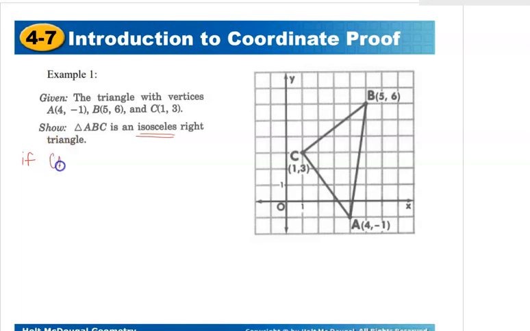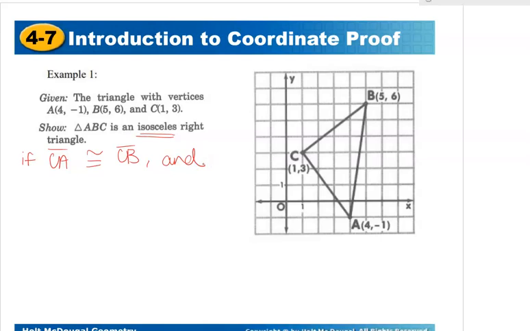So if CA and CB have the same length, or if you want to say they're congruent, that's fine too, then that takes care of the isosceles part. If those are congruent, that would be isosceles.